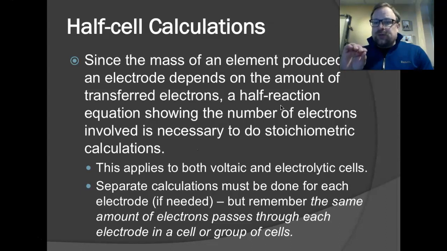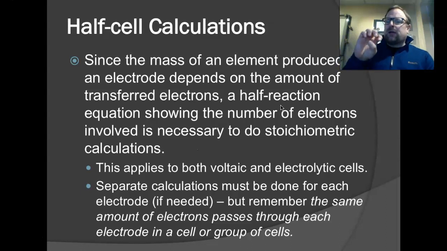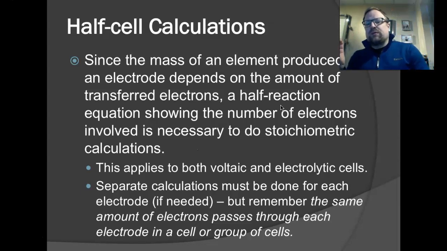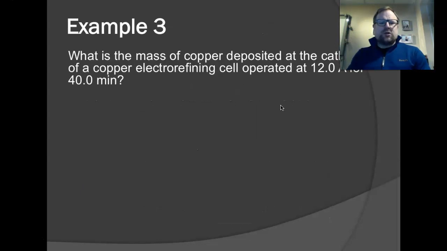That last point is really key. If we're worried about electrons passing, it's always going to be from anode to cathode. Whatever the number of moles of electrons transferred in the anode half cell, it's going to be the same number of moles of electrons in the cathode half cell. Okay, so that's an important distinction.